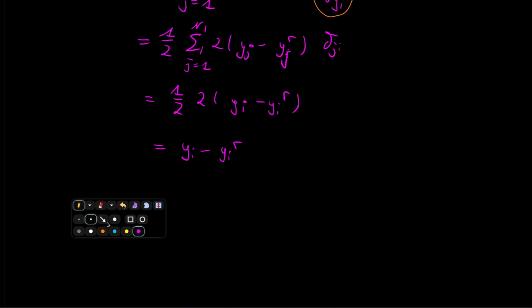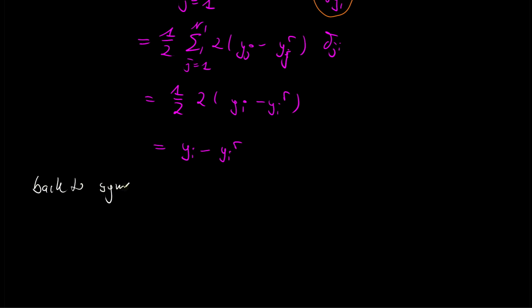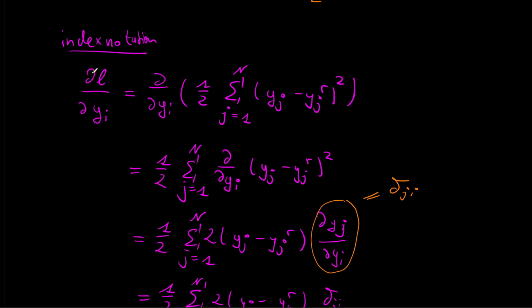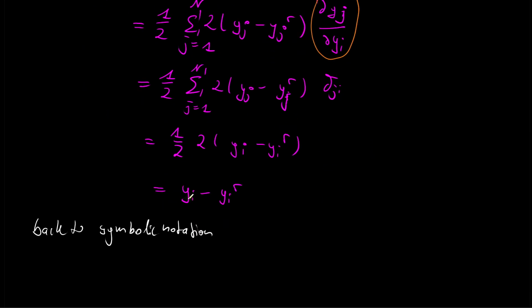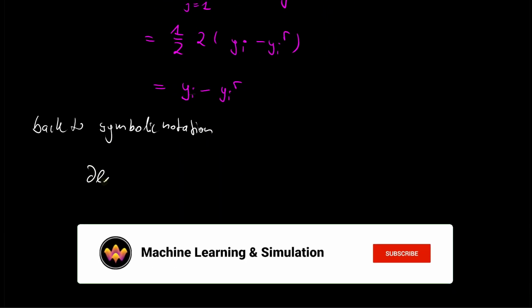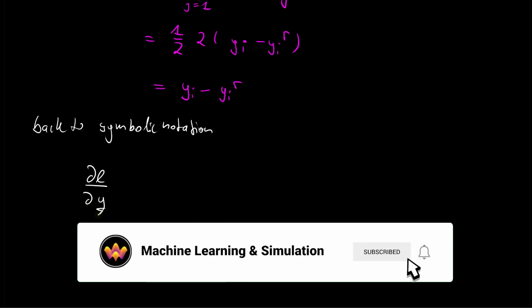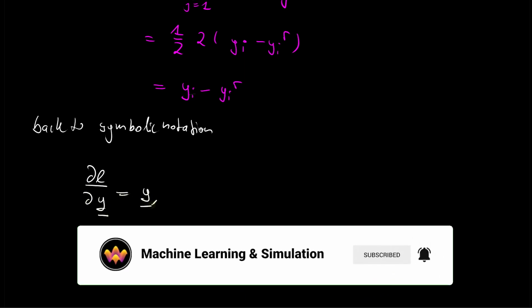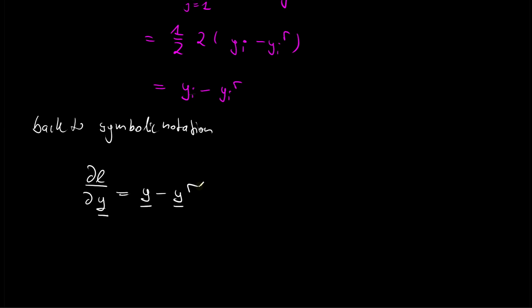Let's go back to symbolic notation. And if we see that the derivative of L with respect to yi is yi minus yi reference, we can see this is just the difference of the vectors. So we see that the derivative of L with respect to y will therefore be y minus y reference. And interestingly, if we take the derivative of L with respect to the reference solution, we will get that swapped.